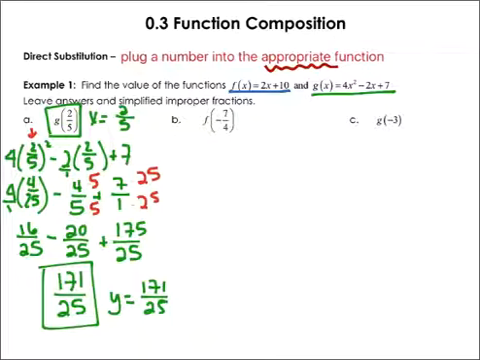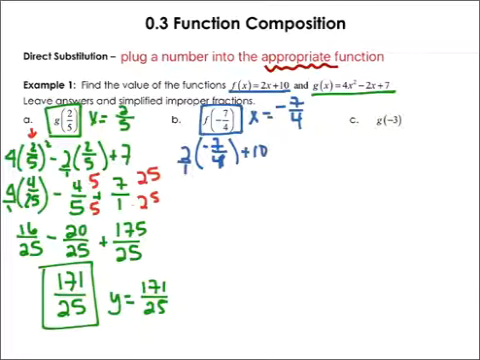Going on to b. b is asking for f of -7/4. The f function is a little bit smaller there. It's 2x plus 10. Remember, our x value this time is -7/4. So I'm going to do 2 times -7/4 plus 10. Let's change that 2 into a fraction, so 2/1 times -7/4. See if you can cross simplify.